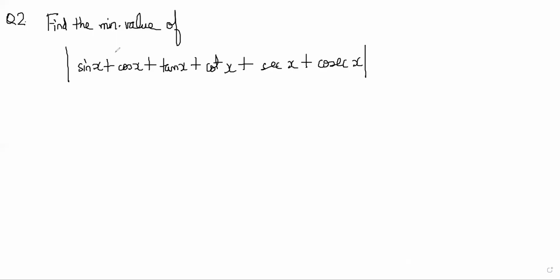This is your function. You have to find the minimum value of this. Now obviously you cannot apply AM-GM, because sine and cos can be negative, right?